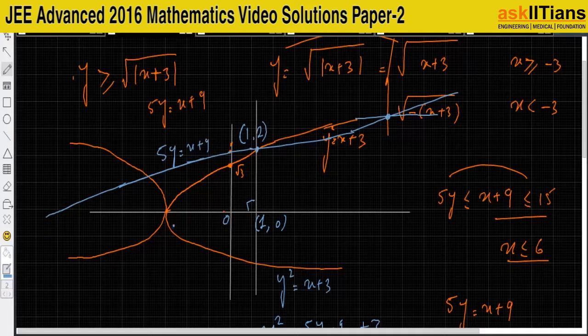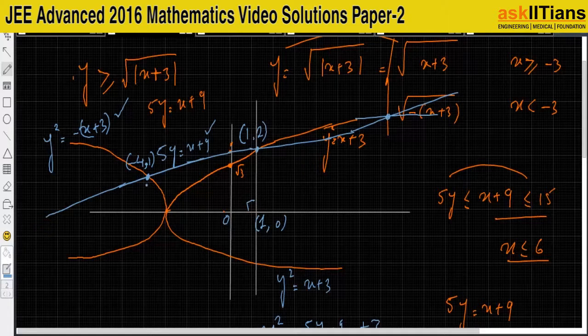Now what will be this point? Similarly, I can find out this intersection point also. Y square equal to minus of x plus 3 is the curve. So I need to solve this curve with this line. If you find out this intersection point, it will come out to be minus 4 comma 1.